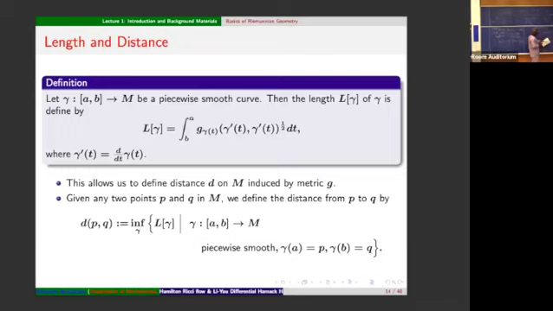So this curve and the length of the curve that we define here allow us to define distance between two points on the manifold. You can move from P to Q in many different ways, like this or like this. It is not a straight line, except if this is a flat manifold, where the distance between P and Q can be a straight line. But in this case, it's not going to be a straight line.